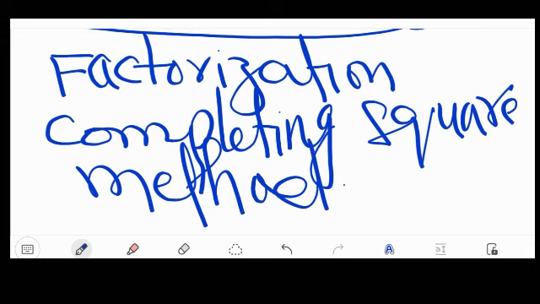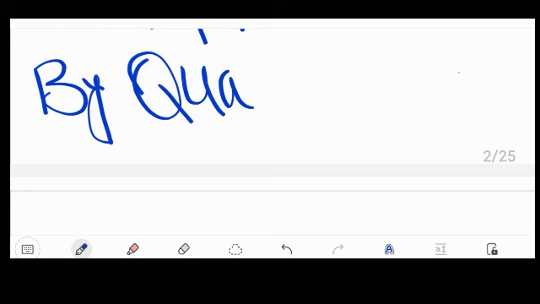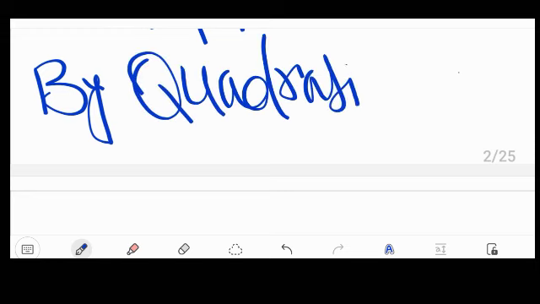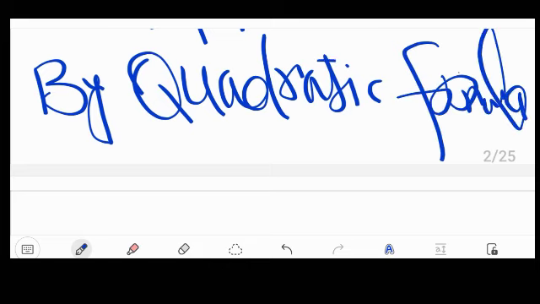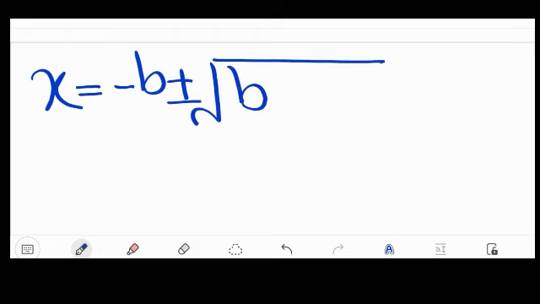And the third method by which we can solve any quadratic equation is by quadratic formula. So by quadratic formula, I mean to say that the formula is like this: x is equal to minus b plus minus square root of b square minus 4ac, divided by 2a.